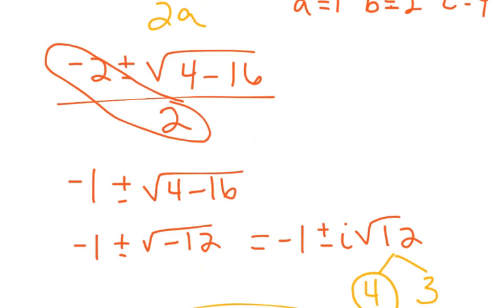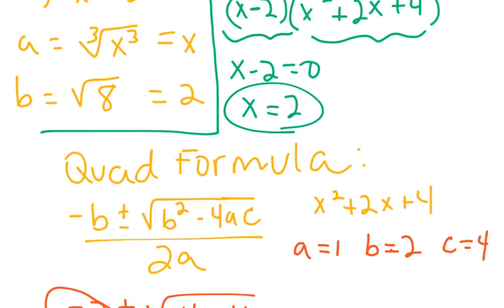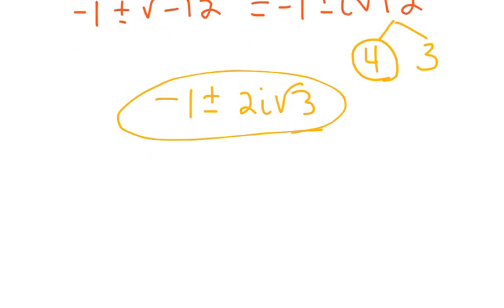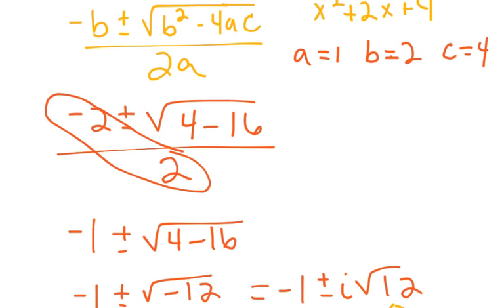Alright, so our solutions to this are x equals 2, and then we plugged in the quadratic formula. Here are the other two solutions because we have a plus and a minus. And we're done. Okay, let's do one more like that.